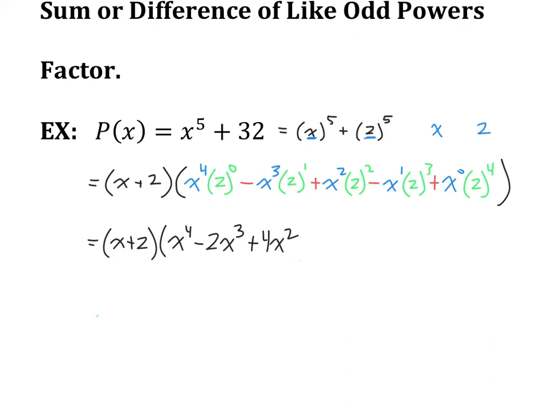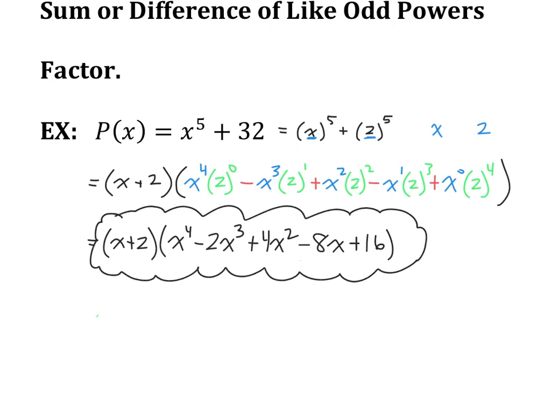Cleaning this term up, we've got a minus, okay? 2 cubed is 8, x to the 1st is x, so minus 8x. And then finally this last one, x to the 0, that's just 1, and 2 to the 4th, so we get plus 16. So here's our fully factored version of those like odd powers, x to the 5th plus 32, okay?